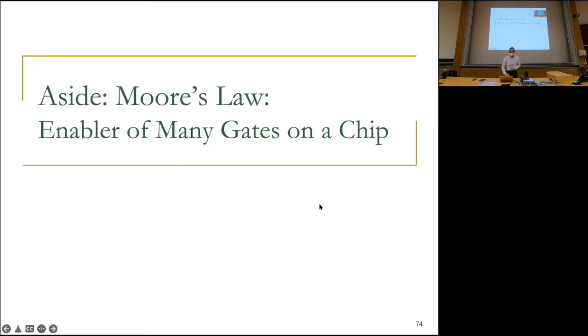Okay, but let me take an aside a little bit because this is interesting. I mean, how many people know about Moore's law? How many people do not know about Moore's law? Okay, some people, so we'll cover it at some speed.